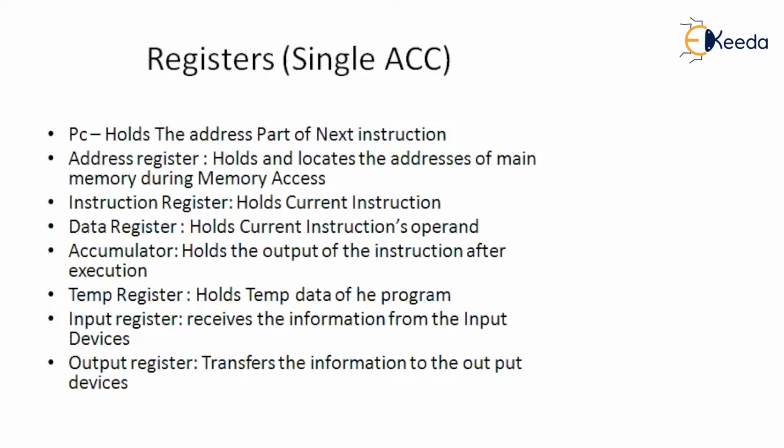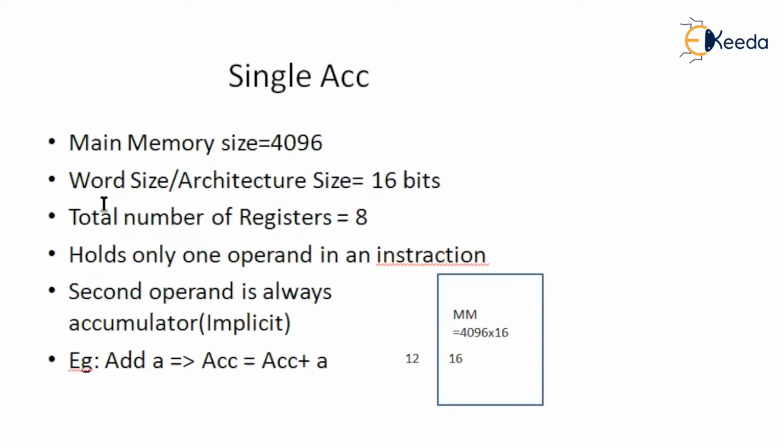In which we have already understood the purpose of each and every register, such as the program counter, which holds the address part of the next instruction, and the address register, which holds the addresses that need to be located within the main memory. Now let us understand the sizes of each and every register. For that, we need to understand the size of the main memory initially. Let us say I have a memory unit of 4096 words, as shown in the picture.